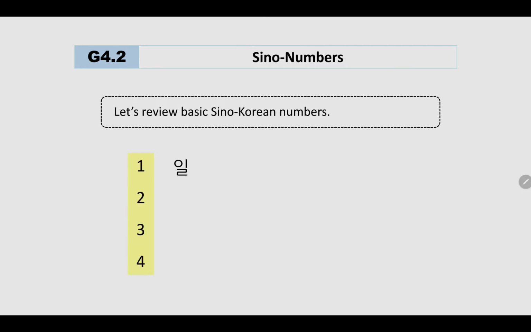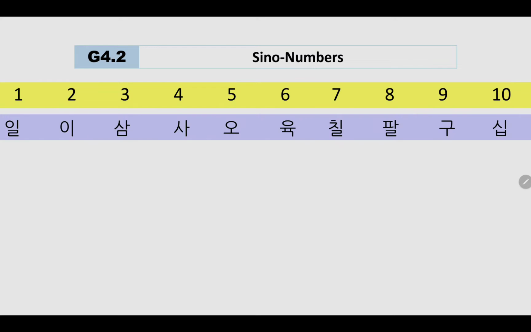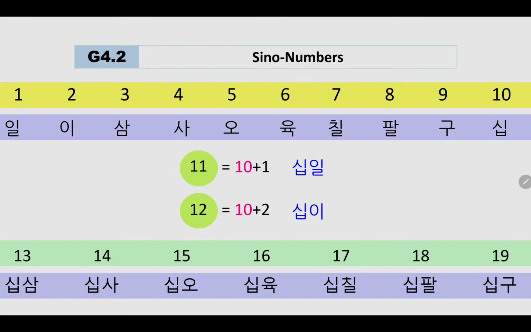So Sino-Korean numbers, we kind of went through simple numbers. 1, 2, 3, 4, 5, 6, 7, 8, 9, 10, and 0. We learned all these before, right? The Sino-Korean numbers. So let's expand on what we have learned, and go to more than just number 10, okay? We all learned 1 through 10. So how do we say things that are over number 10?